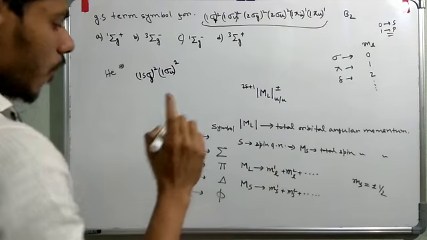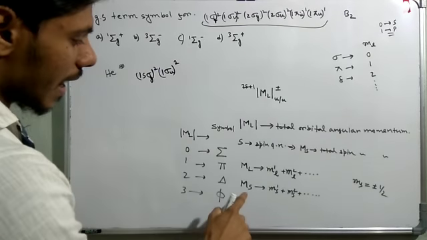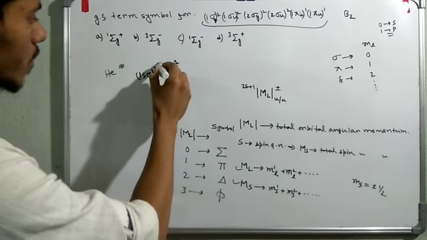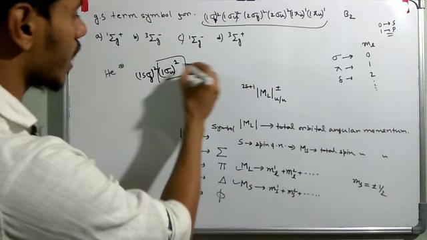Now for determination of the ml and ms values, you have to consider only those orbitals which are half filled.